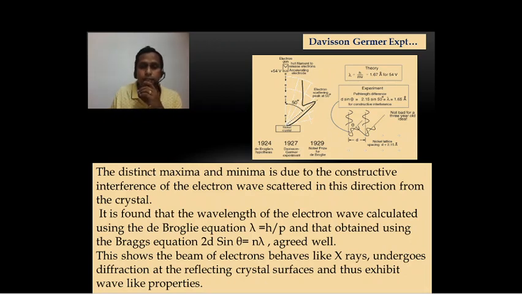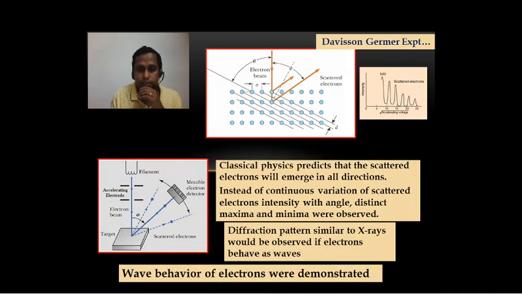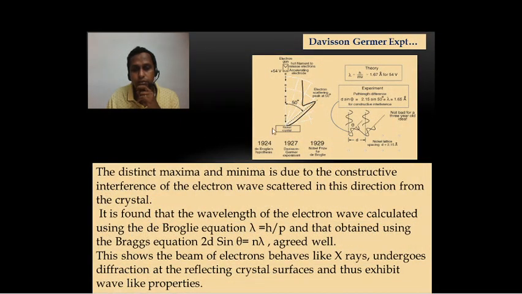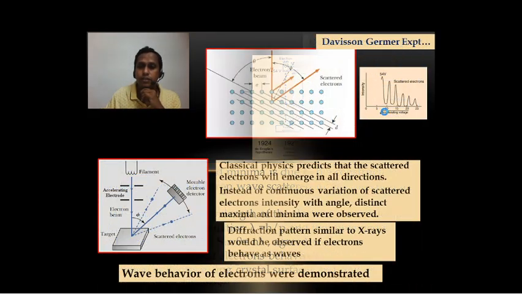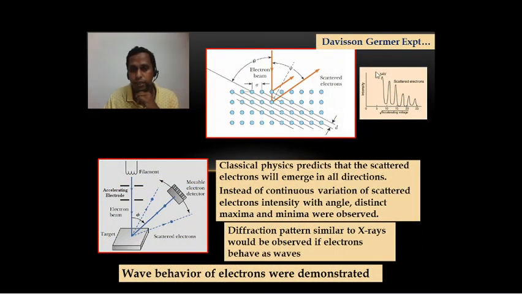There is a mobile detector. Suppose the mobile detector is placed at an angle of 50 degrees from the normal, and the accelerating voltage is 54 volts, then we are getting a high intensity peak. At 54 volts, we are getting a maximum intensity.